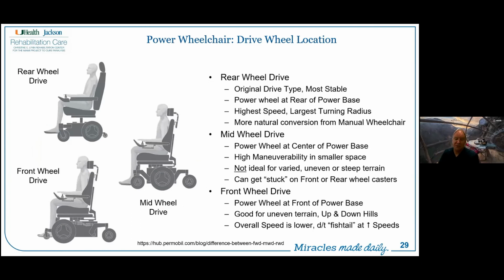So a person we've determined needs a power wheelchair. Where do we put the drive wheel? This is the wheel that is actually propelling the person in the chair through the system. We can use the older, the original drive type, the rear wheel drive. This is the most stable system. You've got the power wheel now at the rear end of the power base.